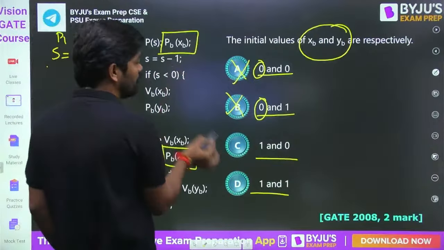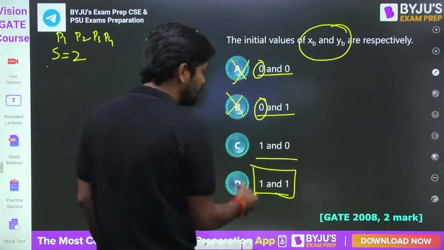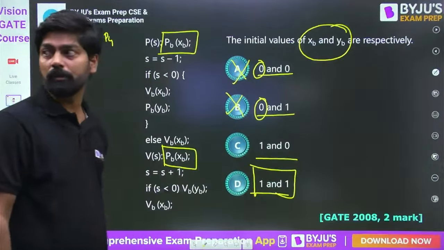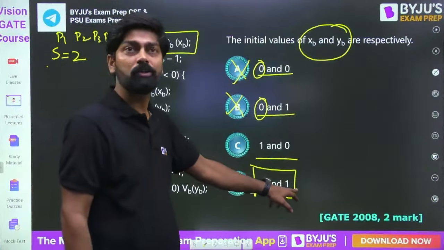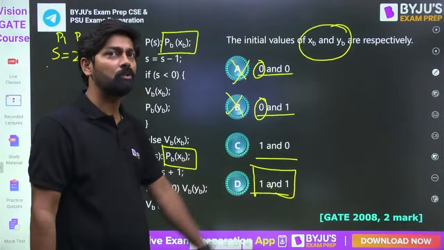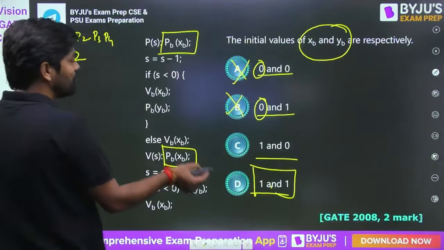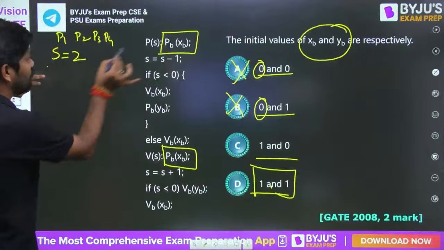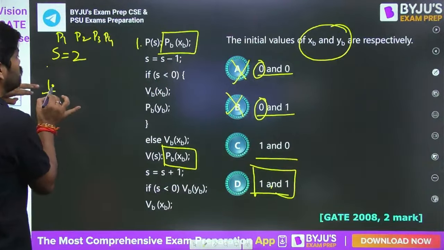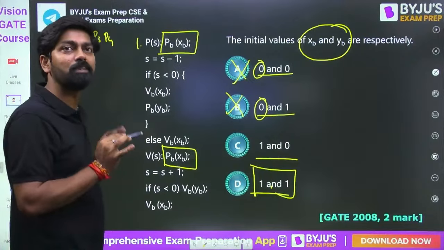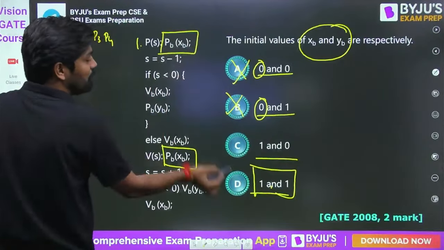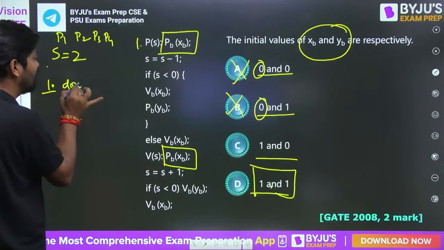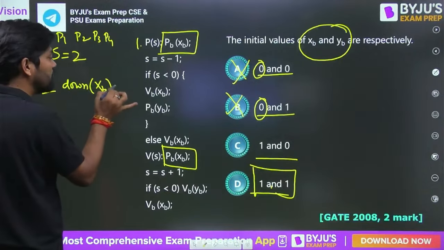Let me analyze D first. Let me take the XB value as 1, and the YB value is also 1. So see clearly what is happening. Down on XB: 1 becomes 0, successful. This is the first line. Is down on XB successful or unsuccessful? Successful, because down on 1 becomes 0. XB is 1, so it is successful, no problem.